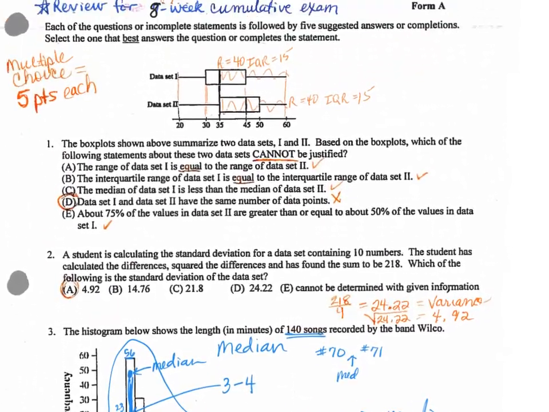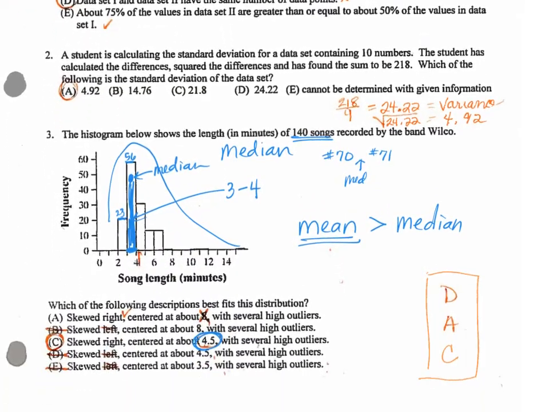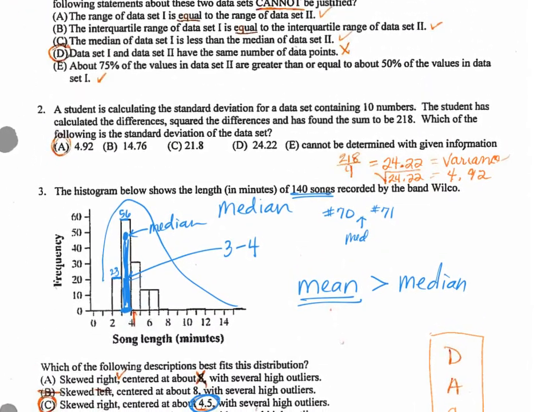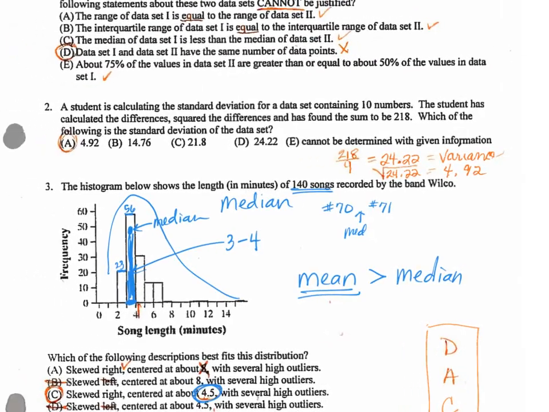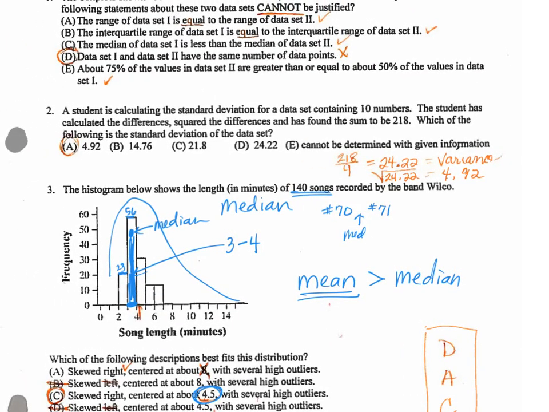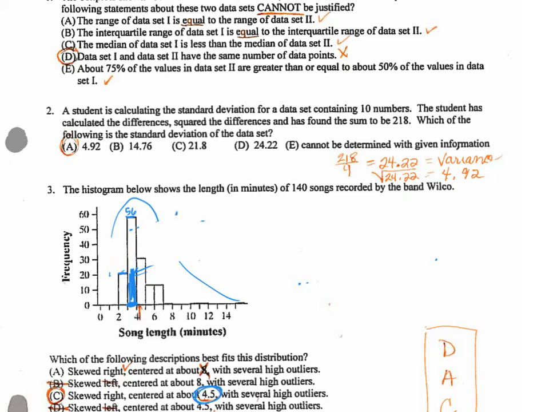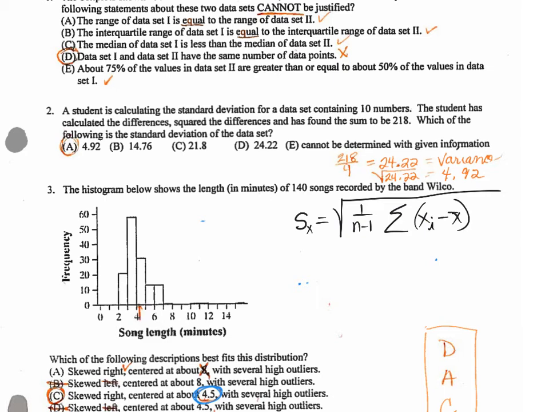Number 1 is D, but then let's talk about number 2. I don't think there's really a situation on the test where you're going to really need to know how to do the formula for standard deviation. But let me go ahead and remind you of that. So here we go. The standard deviation is the square root of 1 over n minus 1 times the summation of the individual minus the mean quantity squared.